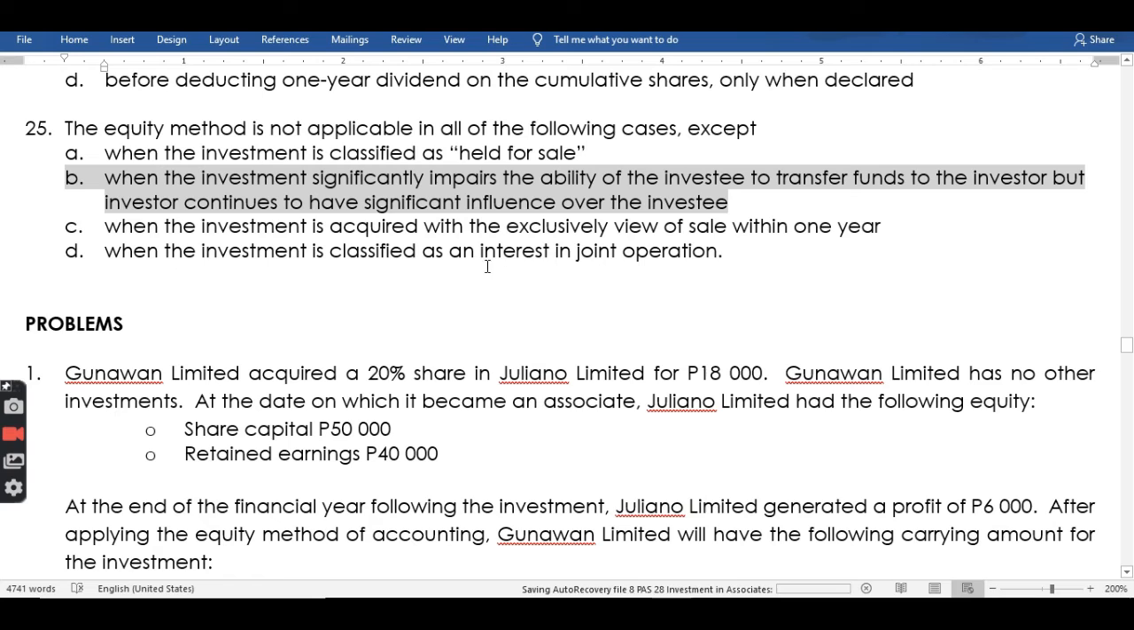Letter D, when the investment is classified as interest in joint operation. Di ba kapag joint operation, take note joint venture yung kasama sa IAS 28. So kapag joint operation, hindi ka pwedeng gumamit ng equity method. So ito, when the investment significantly impairs the ability of the investee to transfer funds, yung sinabi natin kanina, funds lang yung hindi matatransfer. Pero yung significant influence meron pa rin. So ibig sabihin, pwede mo pa rin gamitin yung equity method. Okay? So yan yung answer natin sa theory questions.